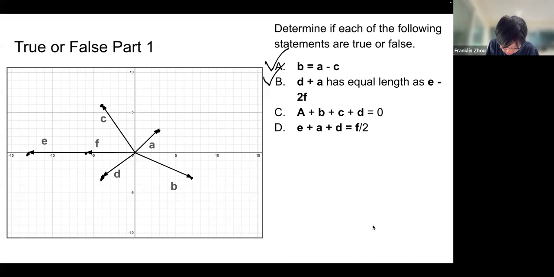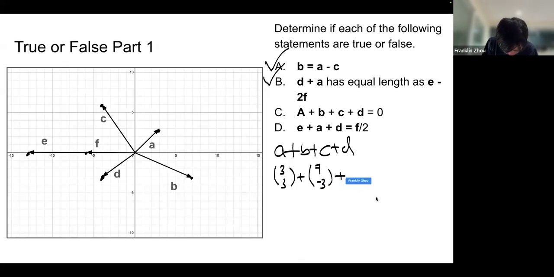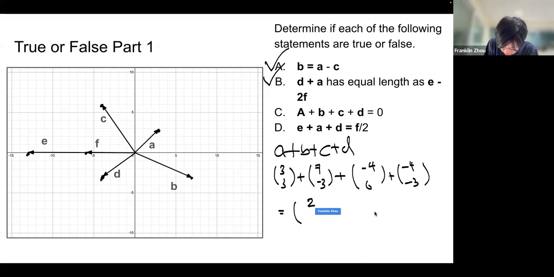And now A plus B plus C plus D. I don't think this one's particularly challenging. We just add all the horizontal ones and the vertical ones. And this is equal to 2 and 3, which is definitely not equal to 0. So this is not correct.